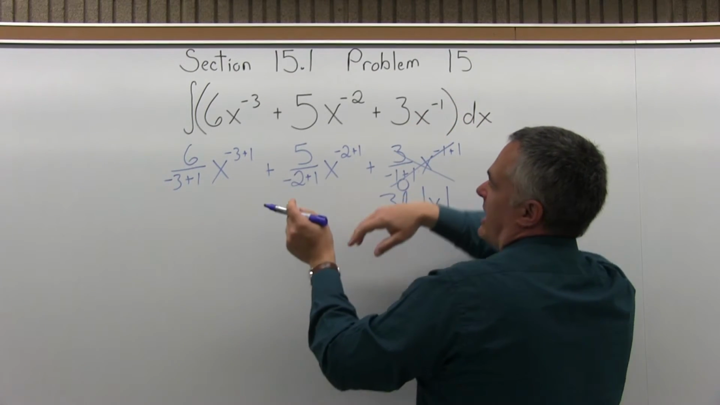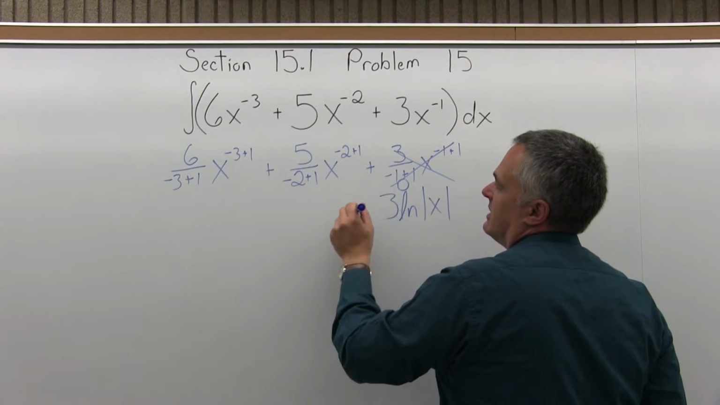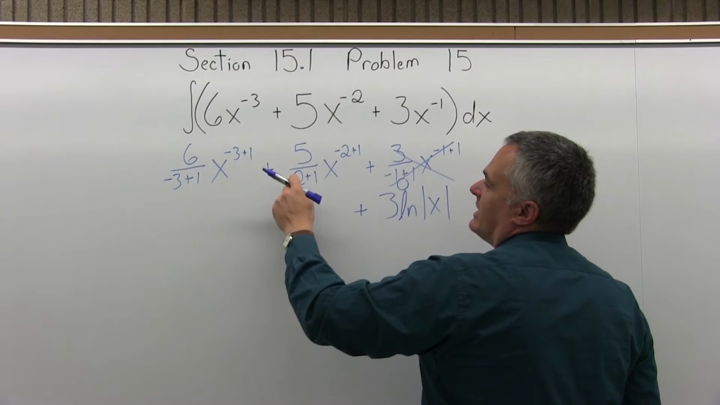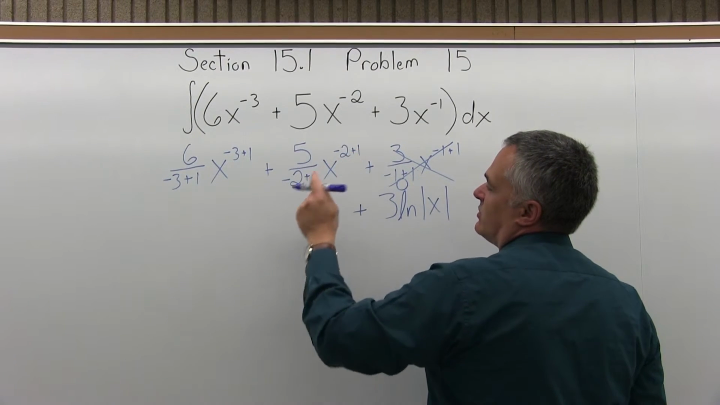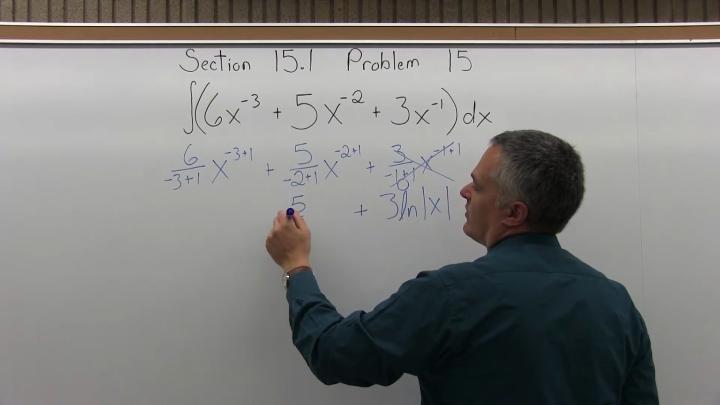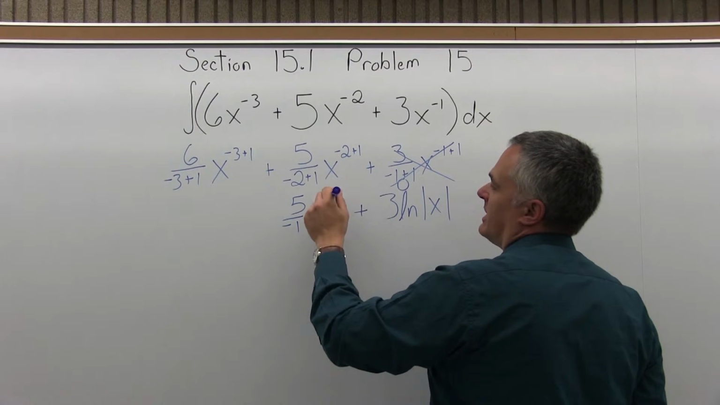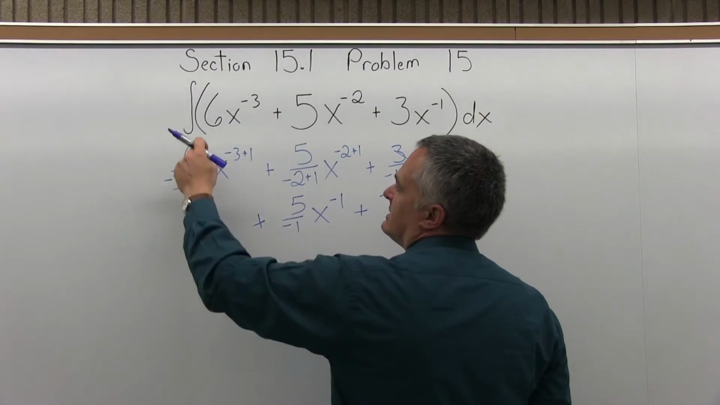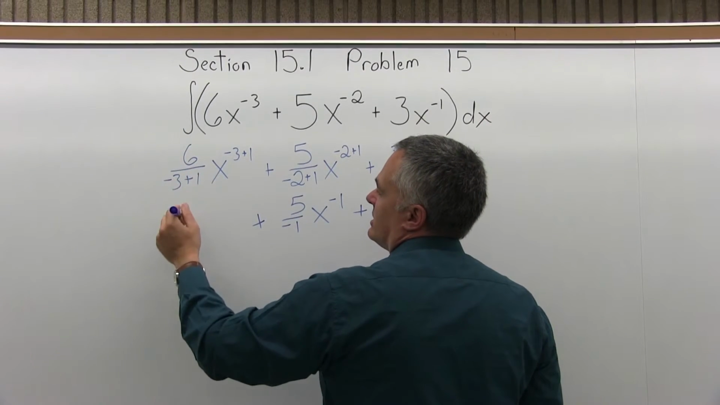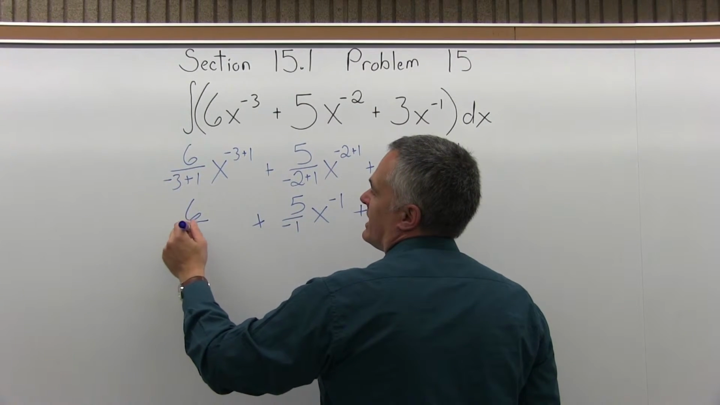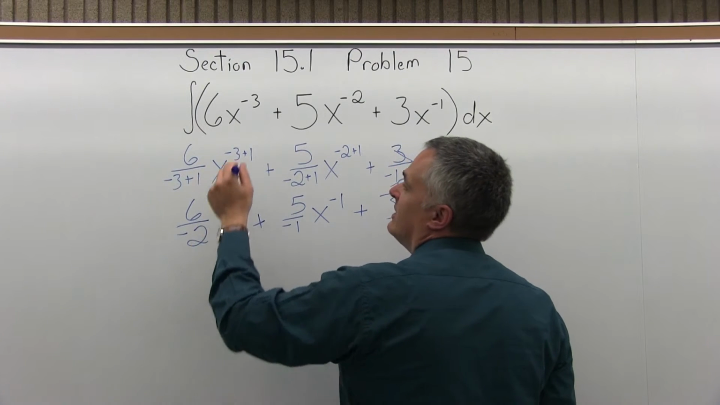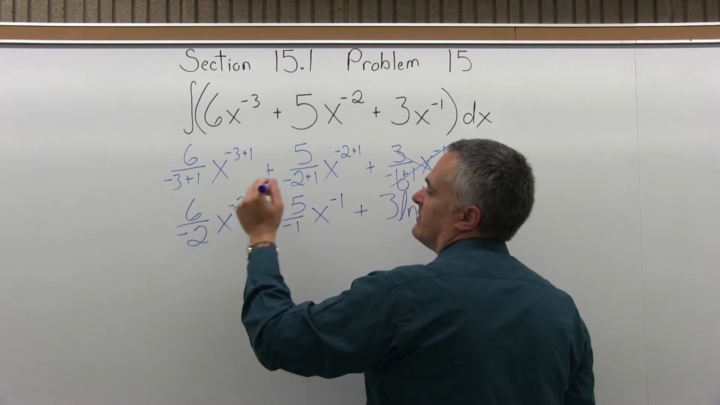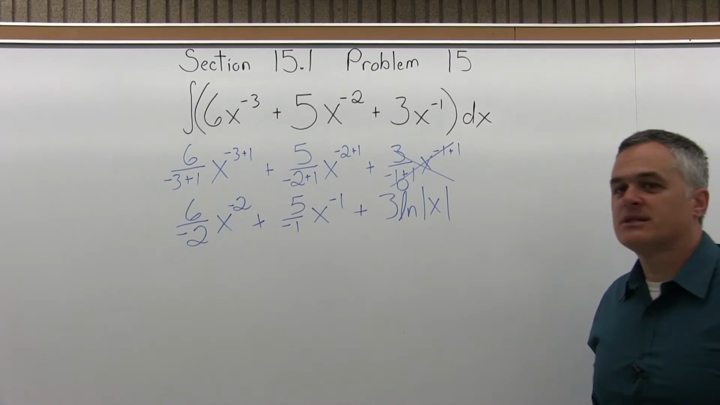So let me just kind of back up and fill in the other pieces. This 5 over negative 2 plus 1 x to the negative 2 plus 1, that'll be 5 over minus 1 x to the minus 1. Back up a little bit more, the first piece. 6 over negative 3 plus 1 will be 6 over negative 2. X to the negative 3 plus 1 is negative 2. So I can clean all of this up a little bit.